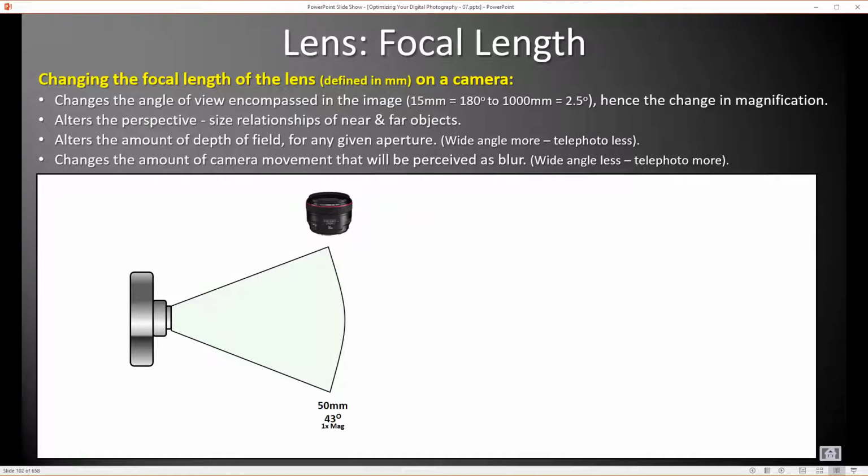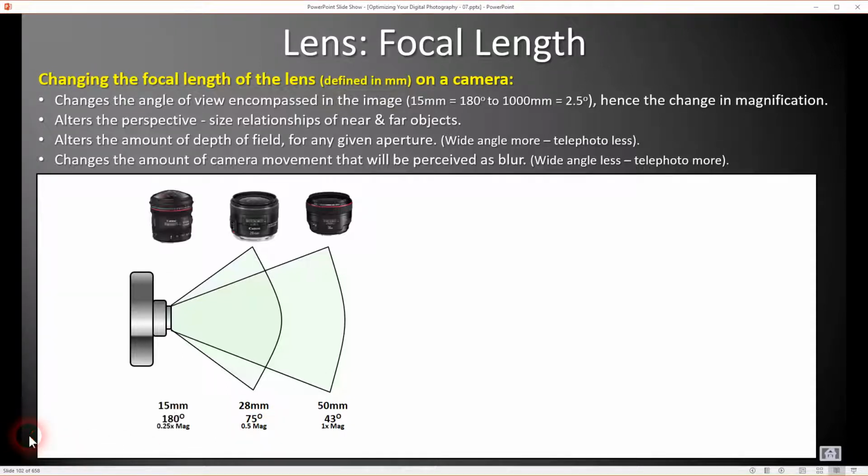So with a 50mm lens, we've already seen that it gives us an angle of view of about 43 degrees, a one-to-one size, or one magnification. It looks normal to the human eye. A 28mm lens gives us an angle of view of 75 degrees. And the 15mm, a fisheye lens, can give us an angle of view of 180 degrees. So that's everything right around there.